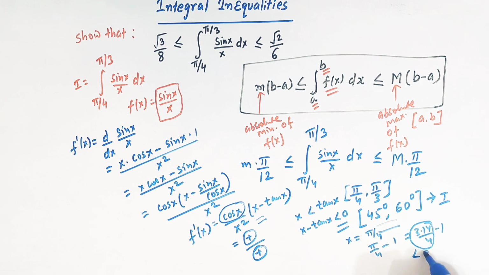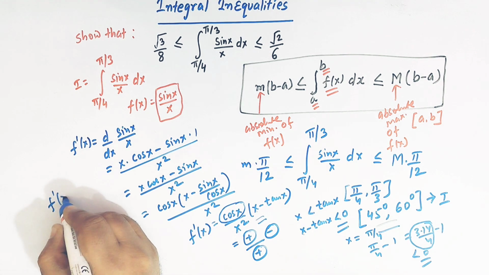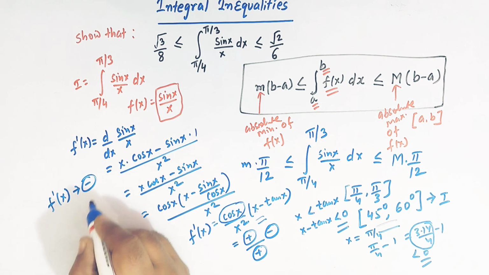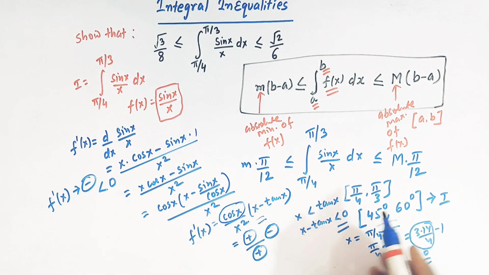So this is less than 0, a negative quantity. So x minus tan x is less than 0. Here we have a negative sign. So we can now conclude that f prime of x is a negative quantity, less than 0, in this interval, that is from pi by 4 to pi by 3.